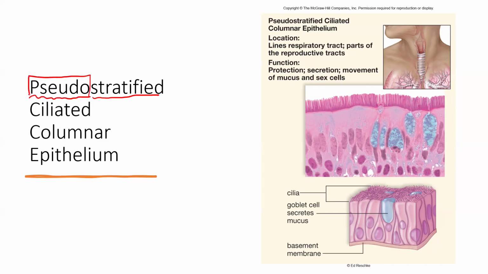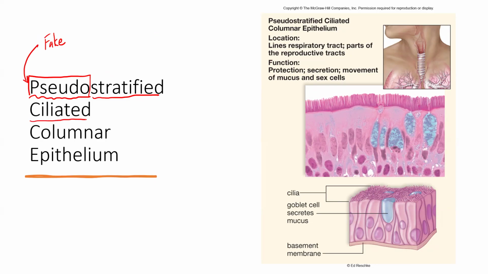Pseudo. Right? Anybody know what pseudo means? Like if you have a pseudonym, right? What does pseudo mean? Not quite, but good try. Yeah, like a nickname. Okay, so pseudo is like fake. Like pseudonym is like a fake name, right? So when you say pseudo-stratified, it means it looks like it is multiple layers, but actually it's not. It's just pretending to be multiple layers. These cells are in fact a single layer, but because of the way they're packed together, it gives the appearance of being multiple layers.